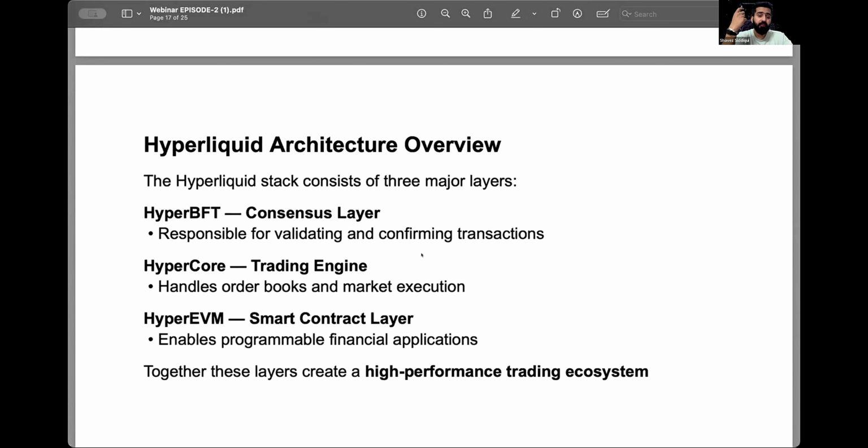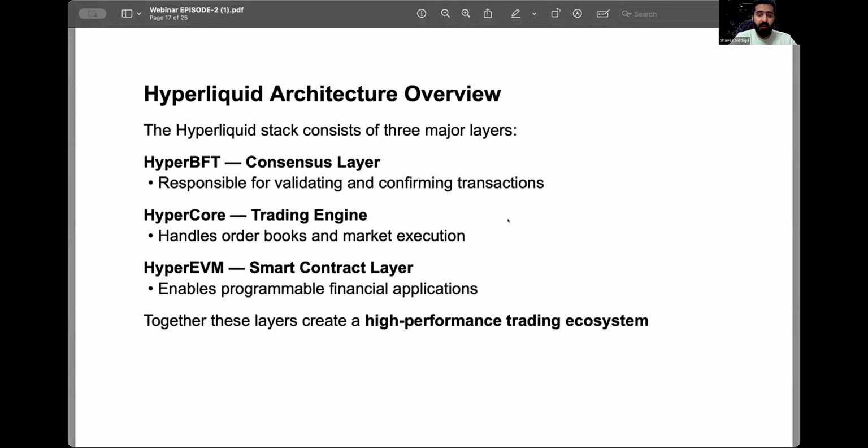Then we will come to the Hyperliquid architecture overview: why we built on Hyperliquid, what kind of strength Hyperliquid brings to DeFi, and what Hyperliquid actually is. The reason why we built on Hyperliquid will help us bring more conviction and more understanding about the product. Let's have a quick architecture overview of Hyperliquid.